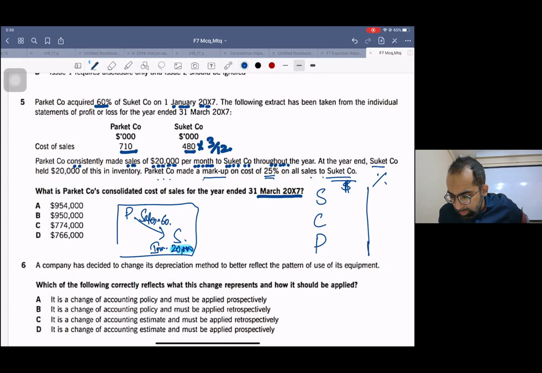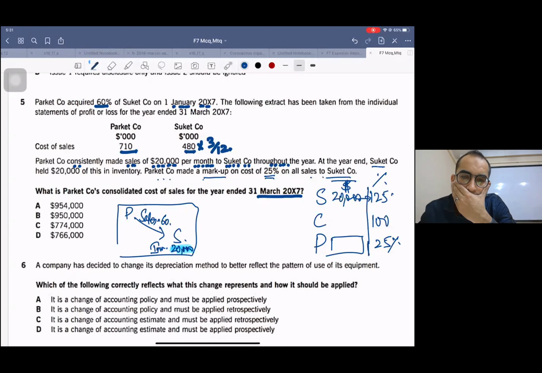And how does P company calculate its selling price? By using markup. So in markup, cost is always 100, this is 25, this is 125. Can anybody tell me the URP? 20,000 divided by 125 times 25. Do it. 4,000, I think. Yes. 4,000 is the URP.